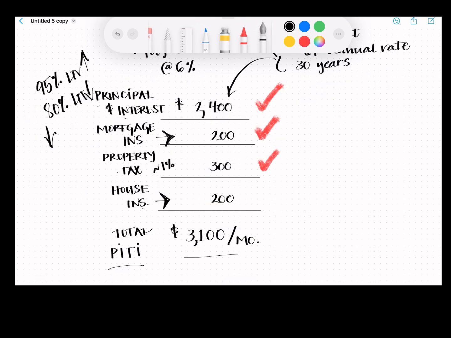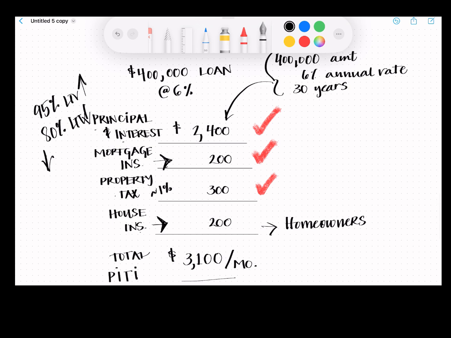Next, homeowners insurance. This covers your house if something happens to it, like a fire or damage. This premium varies. I'm using a rough figure of $200 a month. You could call 5 insurance companies and get 5 very different numbers. So when it does come time to buy a house, please get a couple different quotes so that you can see which one's right for you.